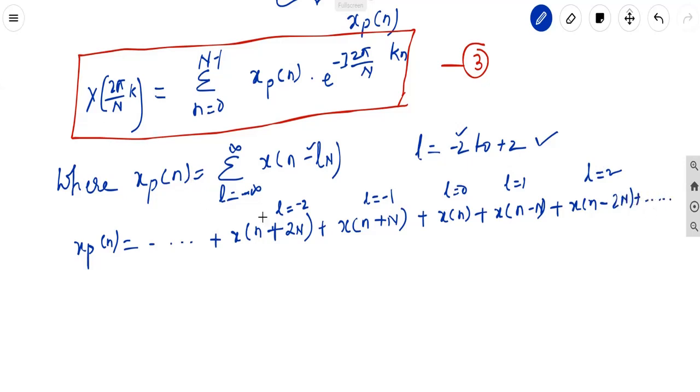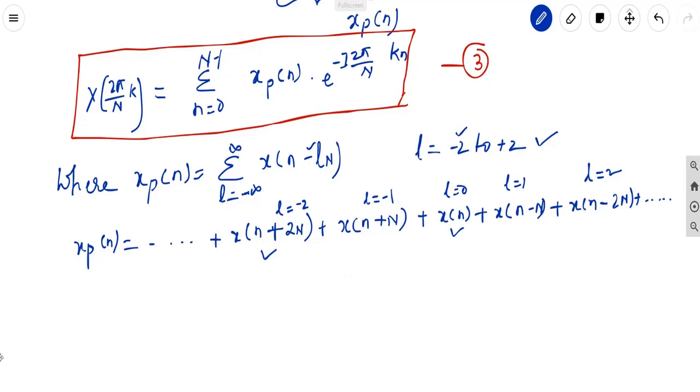Now if you see this, I hope everyone knows the equation for periodic. By seeing this equation, we can tell that x p of n is a periodic repetition of x of n. Hence, this signal is a periodic signal with a period of N samples.